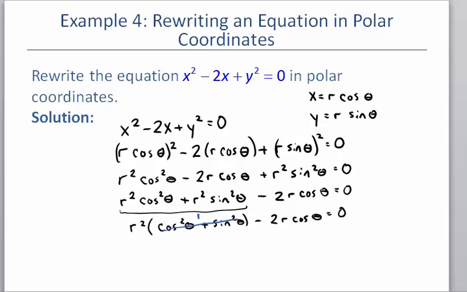And let's finish it up. So we have r squared times 1, which would just be r squared. And then we have our last term, 2r cosine theta. Now keep in mind that we're not trying to solve this equation, we're simply trying to write it in terms of r's and thetas, which we've done, and simplify it as much as we can.